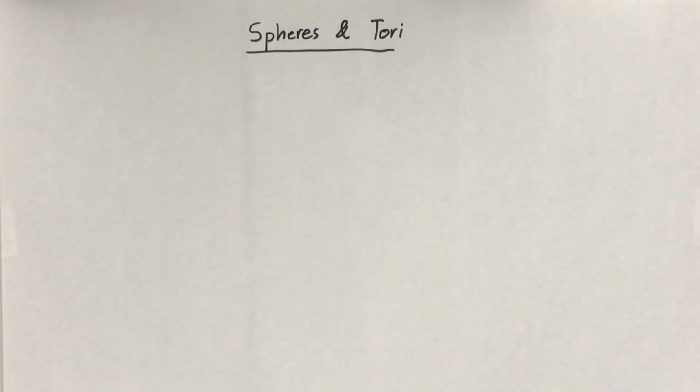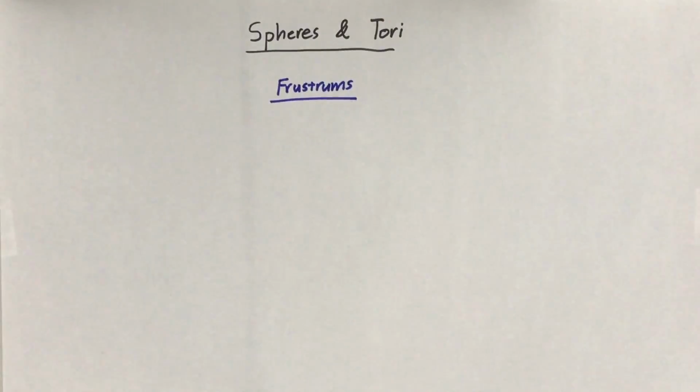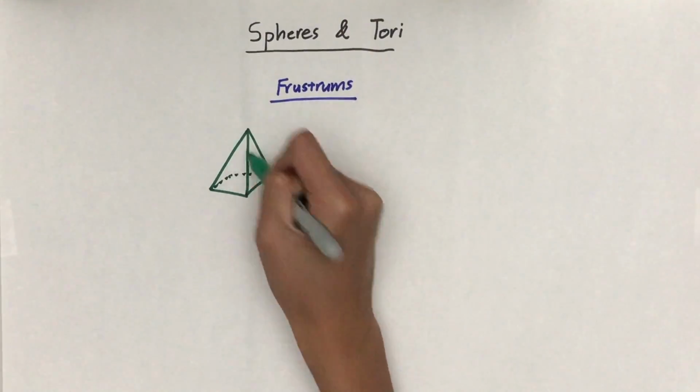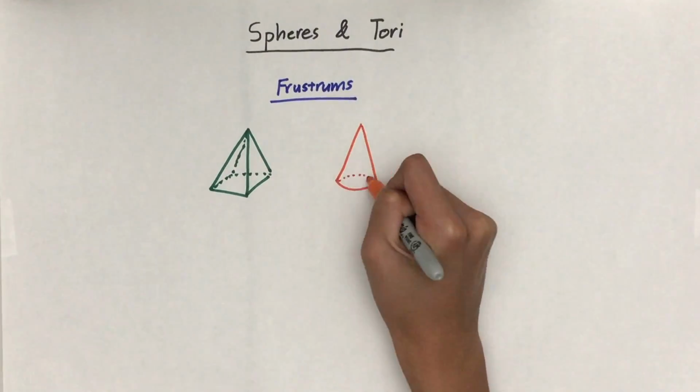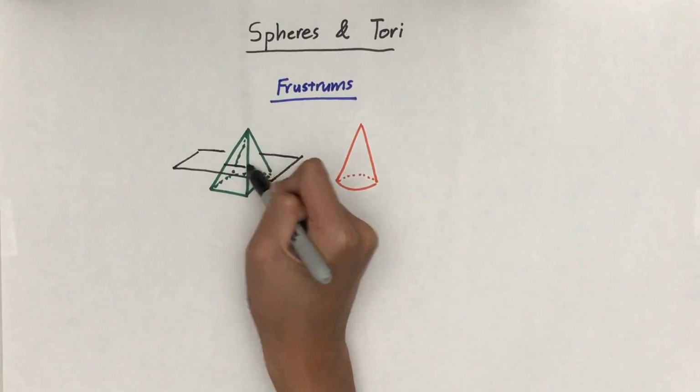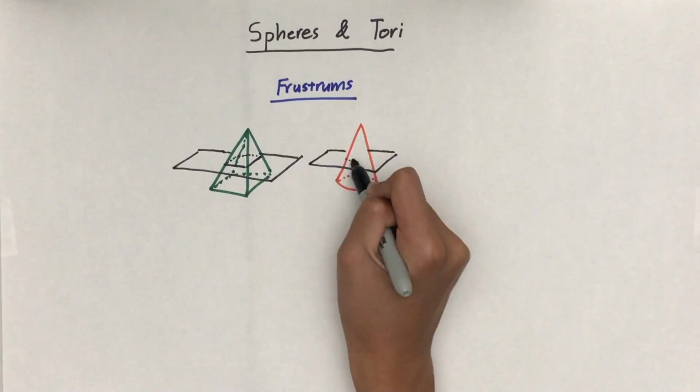Today we're going to be going over our last concept, which is spheres and tori. So before we get started, I'm going to explain a concept that's going to help us out later in the video, and that concept is frustrums. A frustrum is basically what you get when you take a three-dimensional object and you slice it with a plane parallel to the base. The frustrum is the part of the object below the plane.